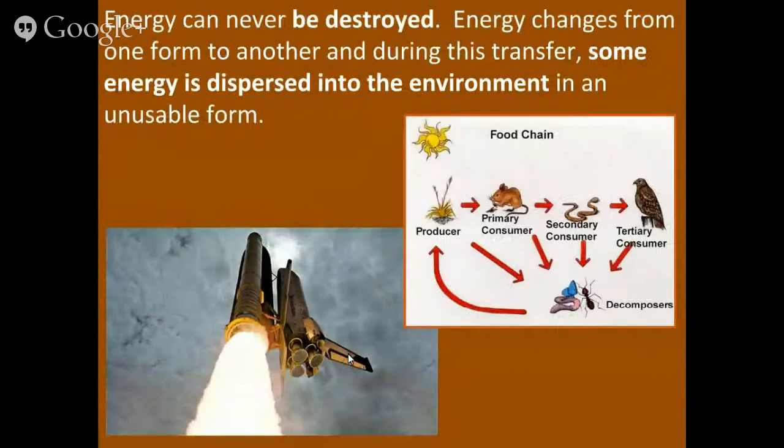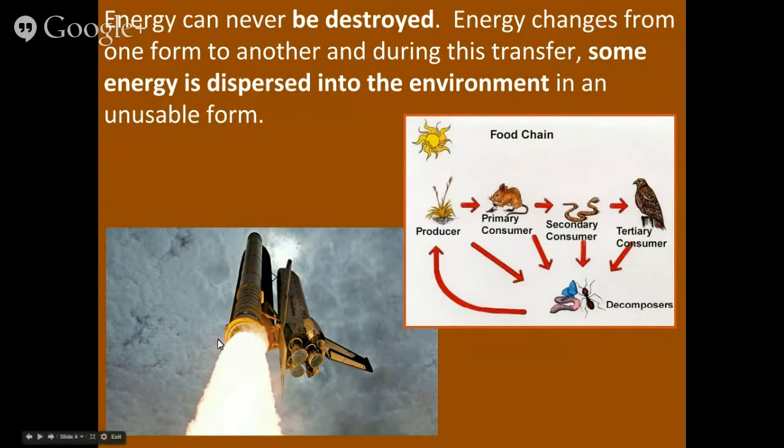So here's the major rule of energy. Energy can never be destroyed. You cannot break down energy, you cannot destroy it. All you can do is change its form. Now the catch is when you do change the form of energy, oftentimes some of it is dispersed into the environment in a way that we can no longer use it.